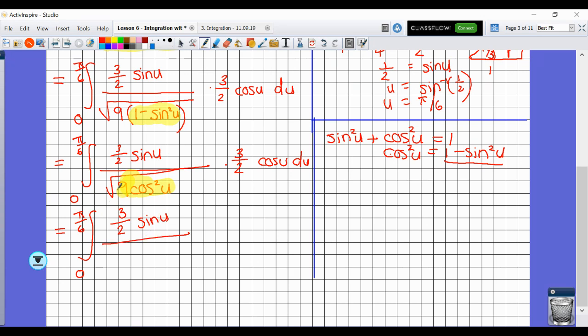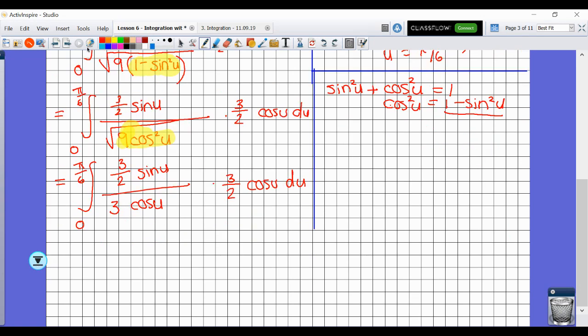Okay, so that denominator, we're just going to deal with the square root sign. If you square root everything, it just gives you 3 cos u. So I've square rooted that and I've square rooted that. Times by 3 over 2 cos u du. Right, still not ready for integration. However, it is getting a lot nicer.